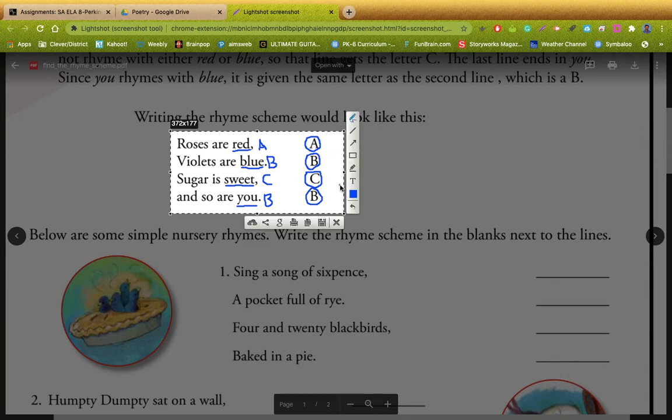Okay? This is a rhyme scheme. Roses are red, violets are blue, sugar is sweet, and so are you. A, B, C, B. Now if you also notice too, each line has about the same number of syllables. So it flows quite nicely. That is rhyme scheme. A, B, C, B for this one. I'm going to give you another one though. And you're going to use this video and this lesson to help you figure out the rhyme scheme for the next poem.